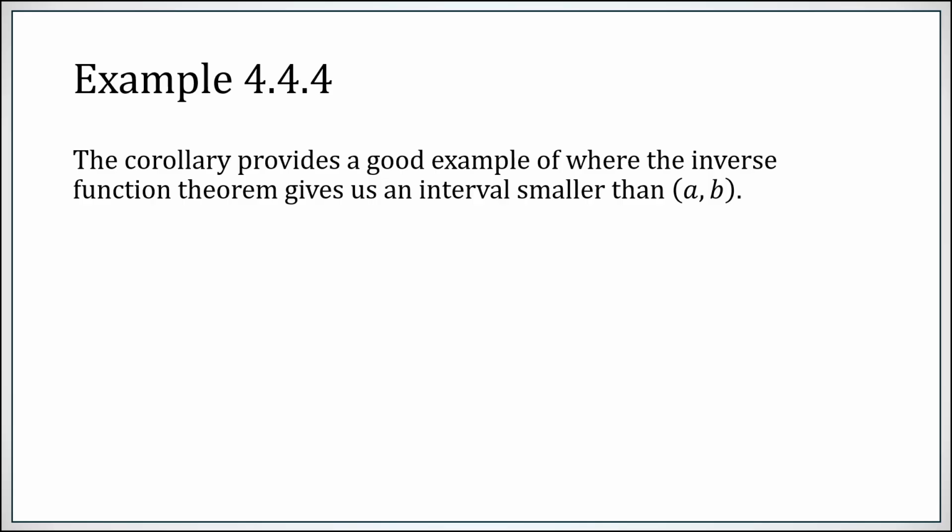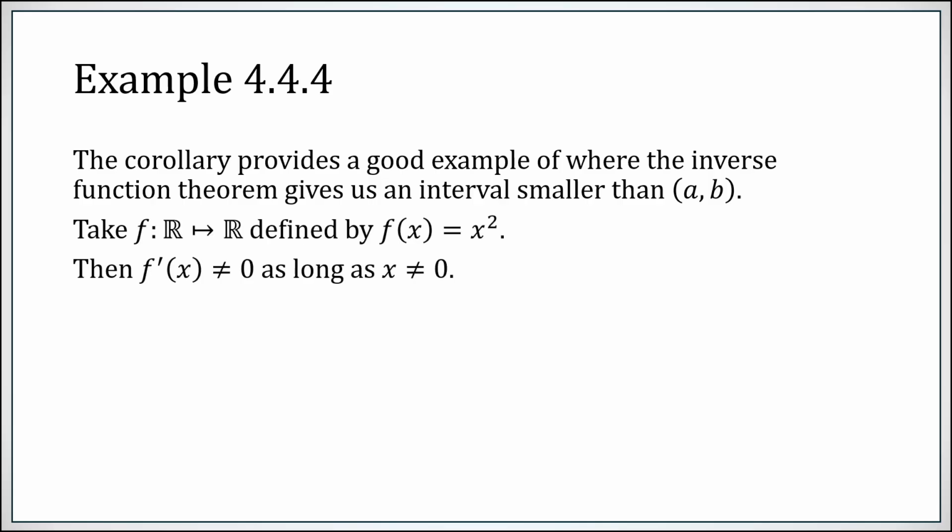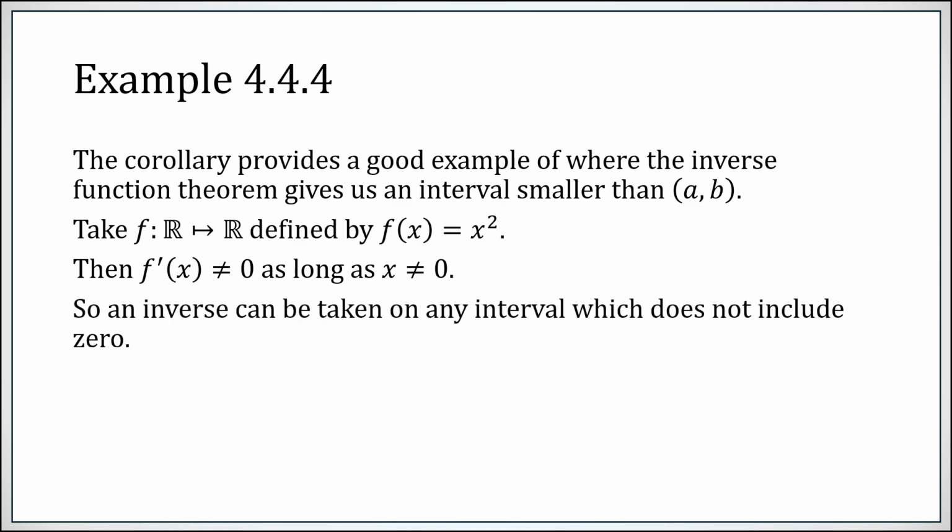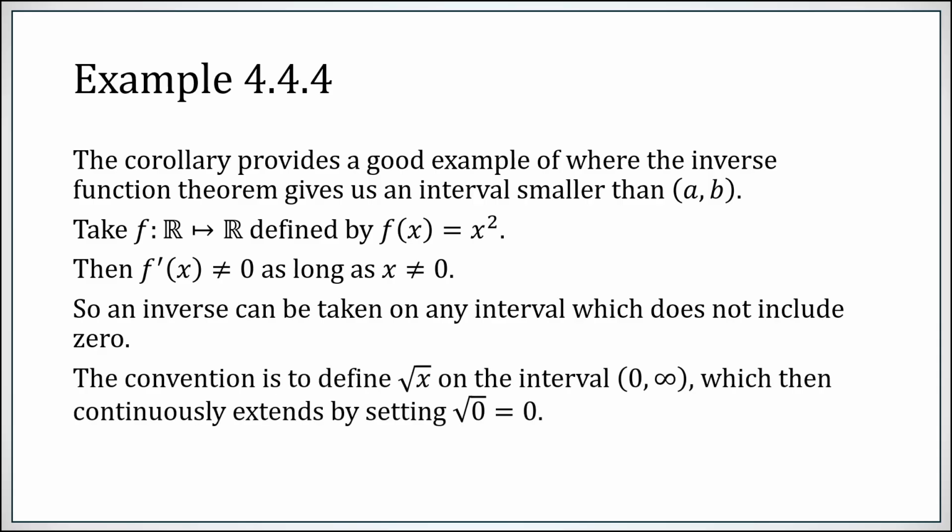Let's take a look at another example. So the previous corollary gives a good example of where the inverse function gives us a smaller interval than ab. So consider the function x squared. f prime of x is non-zero as long as you are not talking about x equals 0. So an inverse can be taken on any interval which doesn't include x equals 0. Now the convention is to define this inverse function on the interval from 0 to infinity. Then you continuously extend it by setting root 0 equals 0.